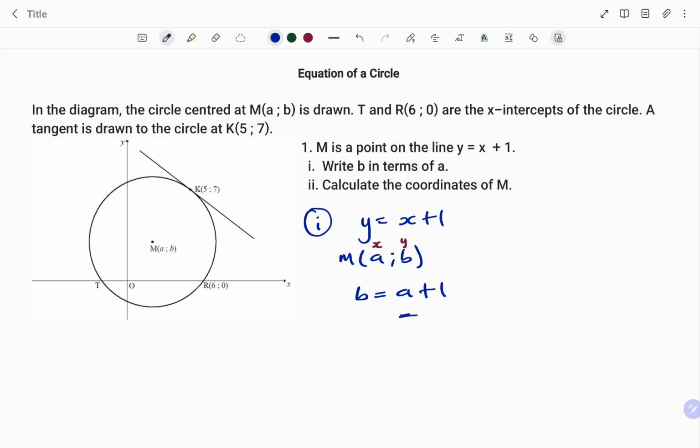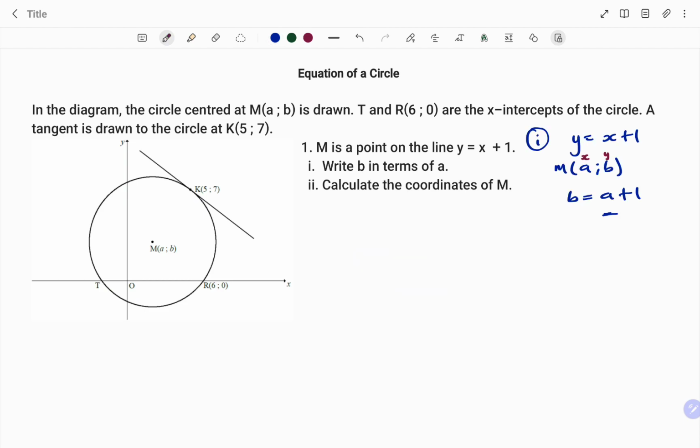The second part of the question says calculate the coordinates of M. We've been told from the question that the center of the circle is M, and therefore the distance from the center of any circle to any part of the circle is referred to as the radius. So what that means is the distance MR is equal to the distance MK. They are both radii of the circle.